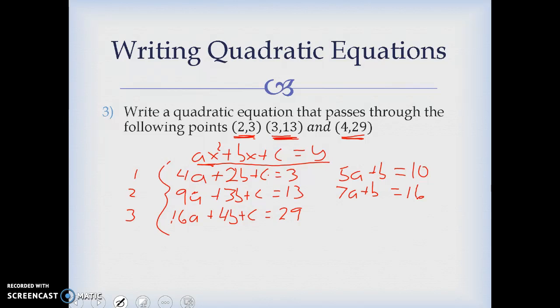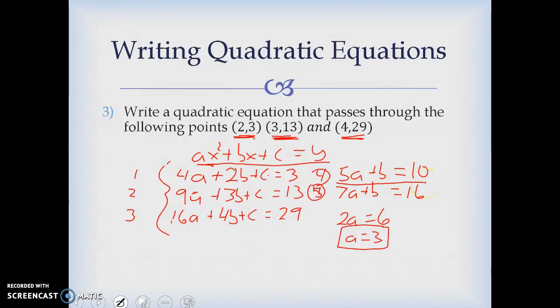And then if I call this equation 4 here and equation 5 here, then I am going to take equation 5 minus equation 4. So I'm going to have 7a minus 5a, which is 2a. b minus b is nothing. And 16 minus 10 is just 6. And if I divide by 2, a is 3. Then I'm going to plug 3 back into equation number 4 here.